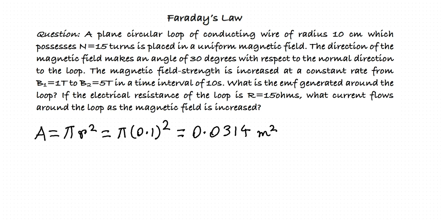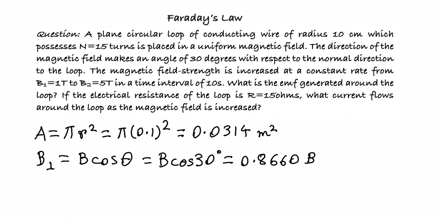The area of the loop is A equals pi r squared equals pi multiplied by 0.1 squared equals 0.0314 square meters. The component of the magnetic field perpendicular to the loop is B perpendicular equals B cos theta equals B cos 30 degrees equals 0.8660 B, where B is the magnetic field strength.